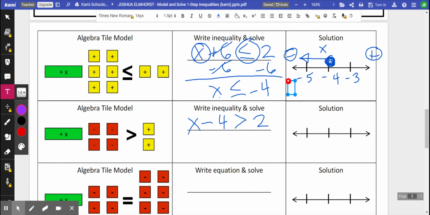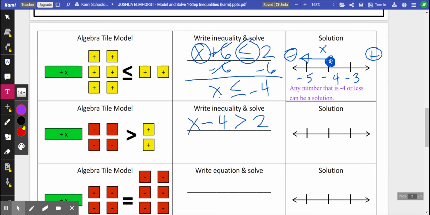So the solutions are any number that is -4 or less can be a solution. Any number that is -4 or less than -4 would be a solution. Okay? All right, going to the next one.